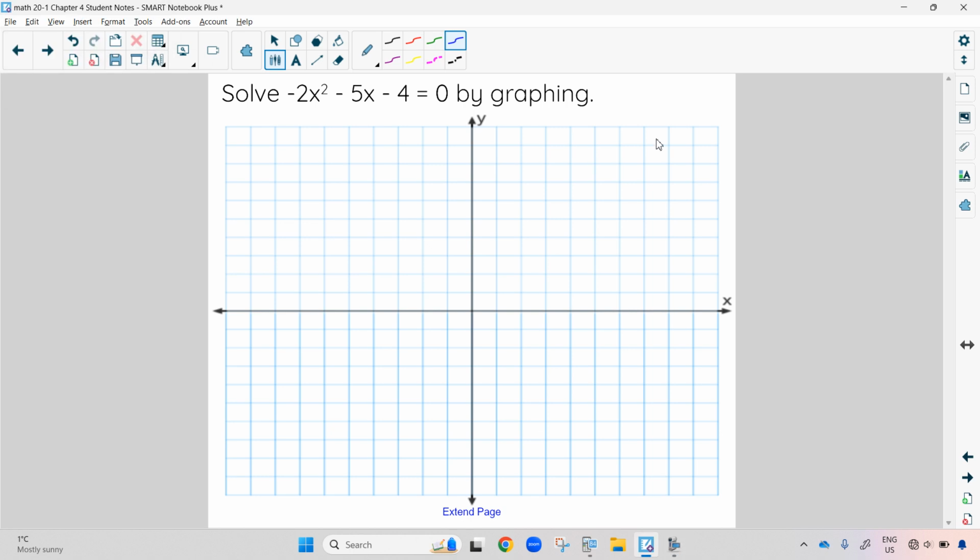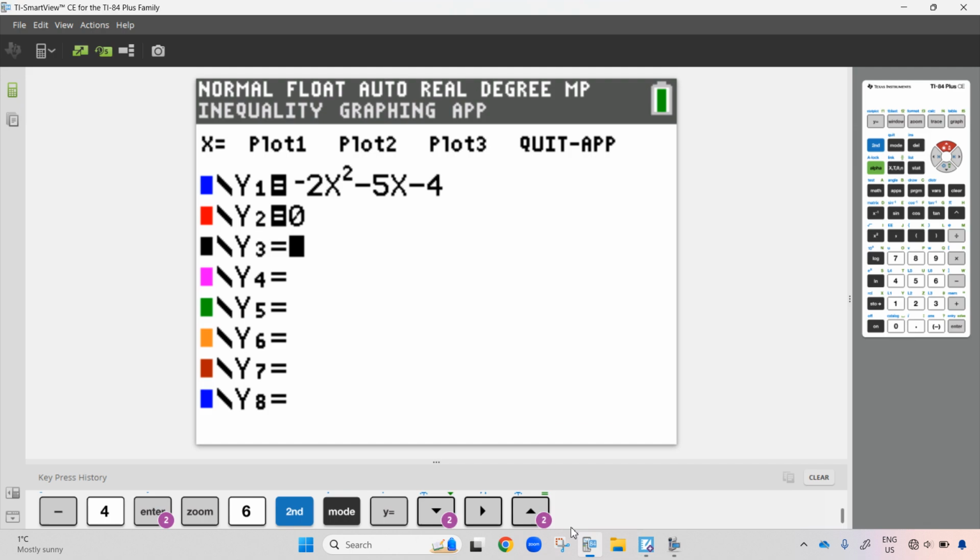Hello, Matthews. In this question, we're going to look at how to solve this quadratic by graphing. So first things first, this equation is set to 0, which is what I want. So we're good to enter it into our calculators. So this side I will put into y1, this side into y2. So let's go over to our calculators.